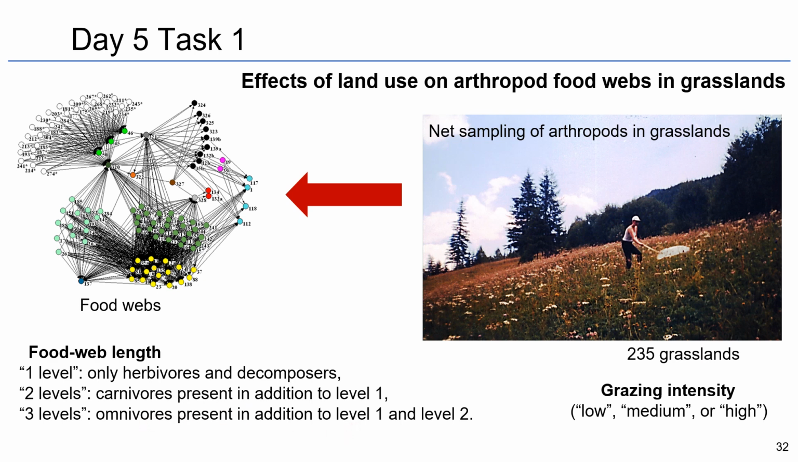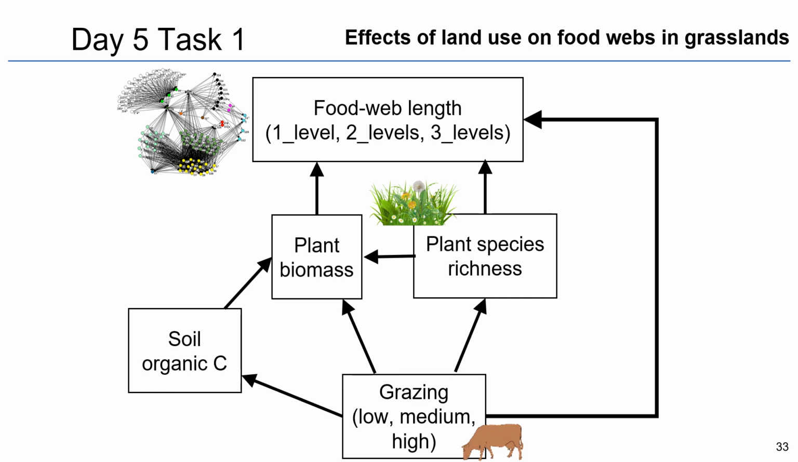By the way, omnivores are the species who eat on different trophic levels, so not on the same trophic level, but on different trophic levels. And here is our hypothetical model that you need to test in this task. So notice that here you have two categorical variables. First one is exogenous. It's grazing with 3 levels. And second one is endogenous. It's food web length, which has 3 levels. And other variables like soil organic carbon and plant biomass and plant species richness are numerical.